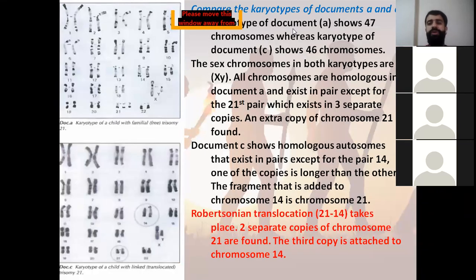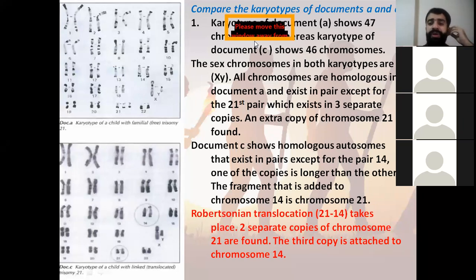Let's move here. They said compare the karyotypes of documents A and C. For document A, you have to talk about the comparison between these two karyotypes. So the karyotype of document A shows 47 chromosomes, whereas the karyotype of document C shows 46. Originally 46, but we have translocation. The sex chromosomes in both karyotypes are XY, so both of them are males. All the chromosomes are homologous in document A and exist in pairs, except for pair number 21, which exists in 3 copies. So an extra copy of chromosome number 21 is found.